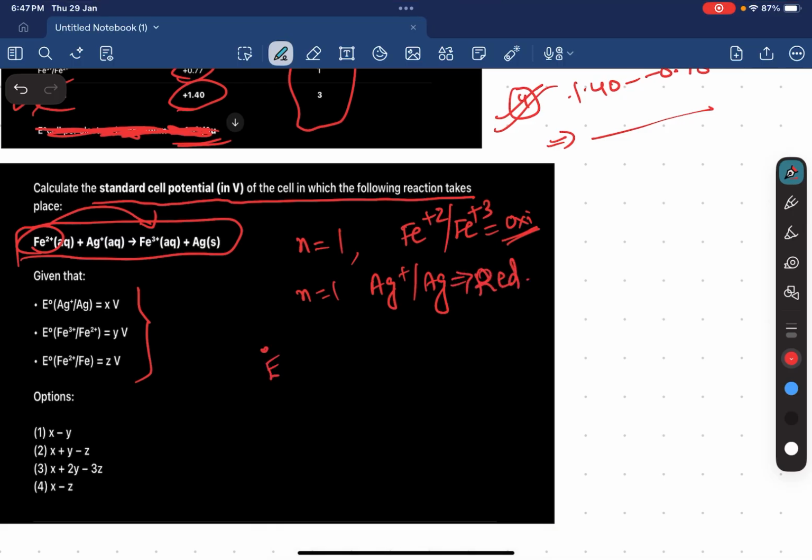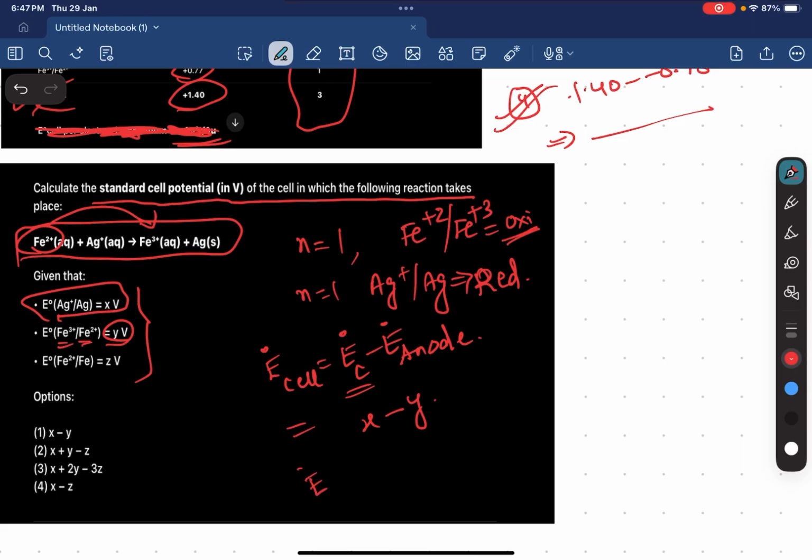Same, you can use the formula E naught cell equals E naught cathode minus E naught anode. Here, what is the E naught cathode value? Ag, this one, right? X minus, what is the conversion? Fe2+ to Fe3+ is Y. And so what is the E naught cell value, students? E naught cell equals X minus Y. That's the answer.